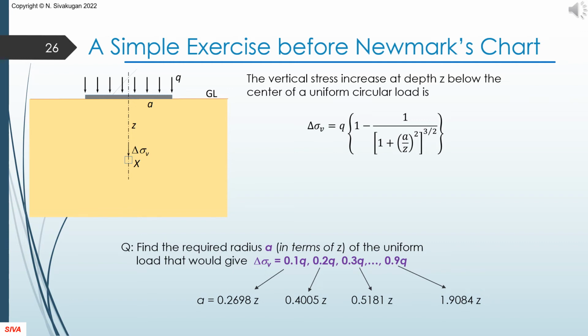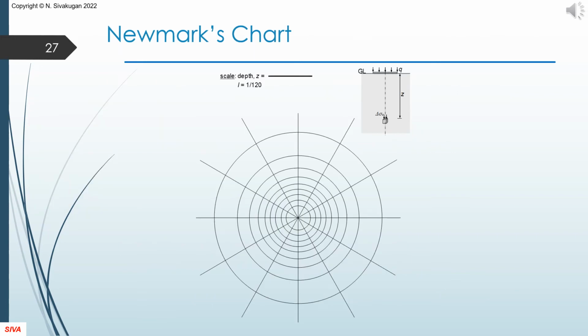Here, we ask you to compute the required radius of the circle carrying pressure Q, in terms of depth Z, such that the vertical stress increase at depth Z is say 0.1 Q. Repeat this for 0.2 Q, 0.3 Q and go on up to 0.9 Q. This is the basis of Newmark's chart. For example, we will see that we have to apply Q over a radius of 0.2698 Z to see vertical stress increase of 0.1 Q at depth Z.